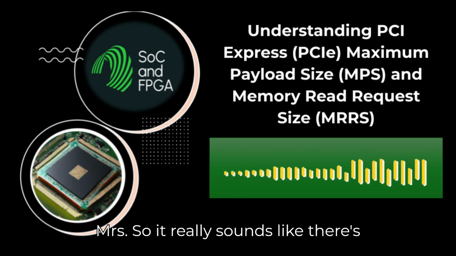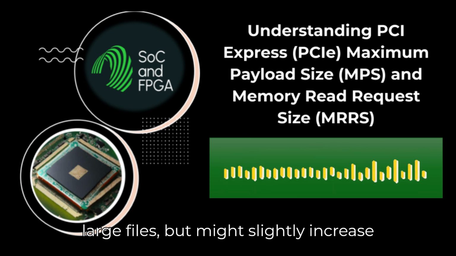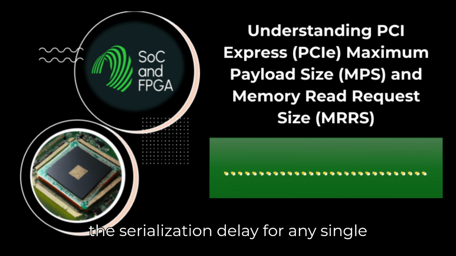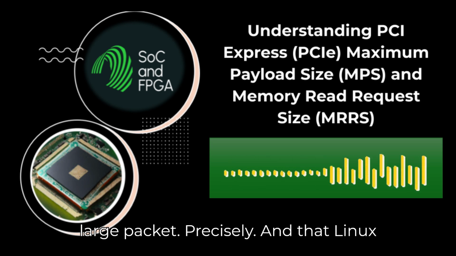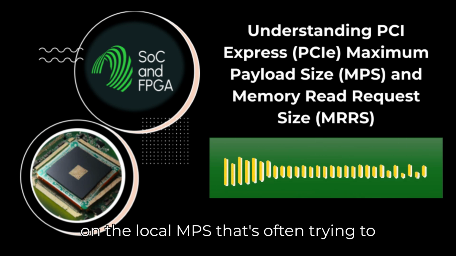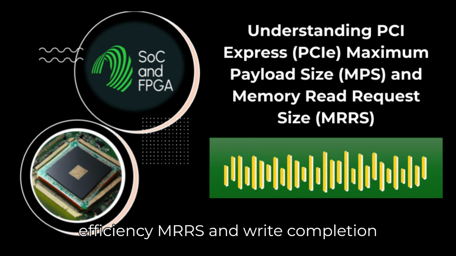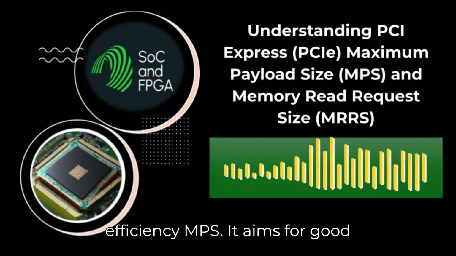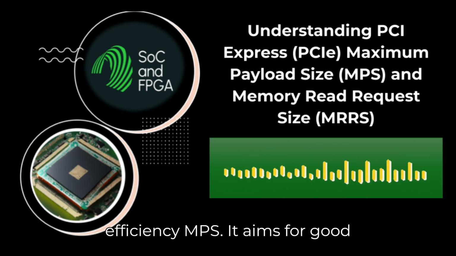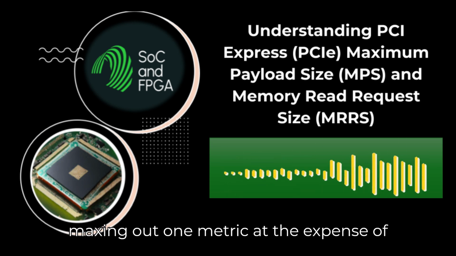So it really sounds like there's often this trade-off to consider. Bigger MPS potentially boosts throughput for large files, but might slightly increase the serialization delay for any single large packet. Precisely. And that Linux strategy, PCIE_BUS_PERFORMANCE, limiting MRRS based on the local MPS, that's often trying to find a good balance between read efficiency, MRRS, and write completion efficiency, MPS. It aims for good overall system responsiveness, not just maxing out one metric at the expense of others.